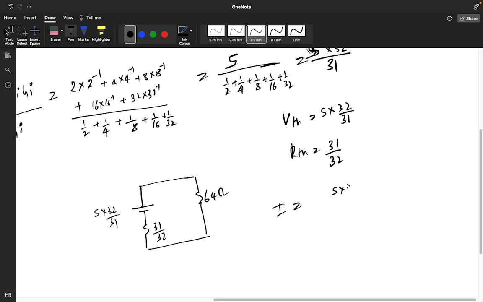I will be V by R: 5 into 32 by 31 divided by 64 plus 31 by 32. So how much will you get? 160 by 32 plus 31, which is 0.079. This is the correct answer. Understood? So this was the story of Millman's theorem. Everyone, I hope you understood this.